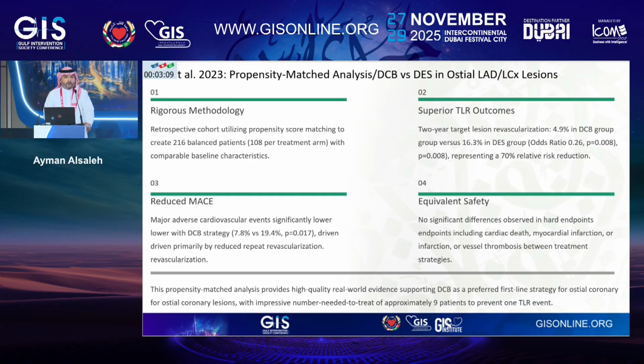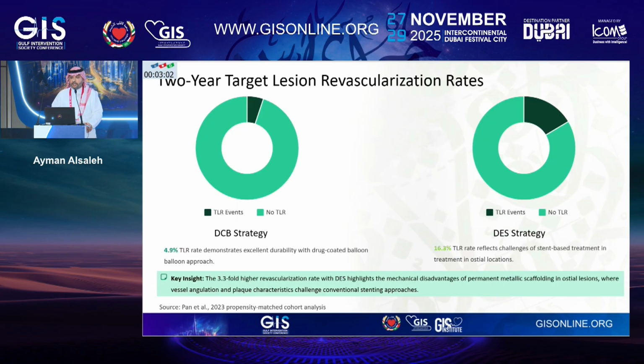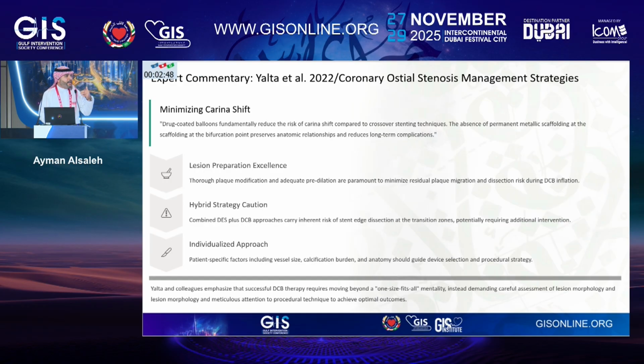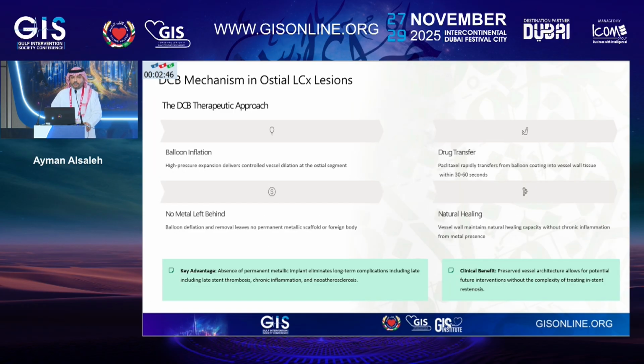Further evidence from a propensity match analysis shows superior TLR outcome, reduced MACE, and equivalent safety, but these are not randomized trials. And what are the technical considerations? We have to be meticulous: plaque shift dynamics, lesion preparation protocol with aggressive pre-dilatation, strut-free advantage, and edge dissection risk. So you always have to be ready with your bailout procedure. What is the DCB therapeutic approach? Aggressive balloon inflation, no metal left behind, drug transfer, and natural healing of the vessel.